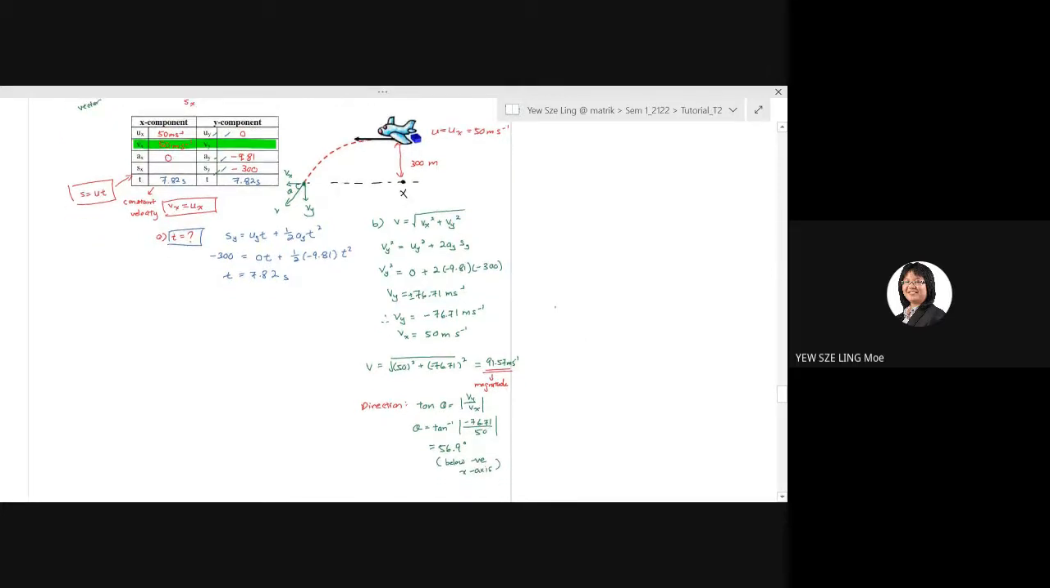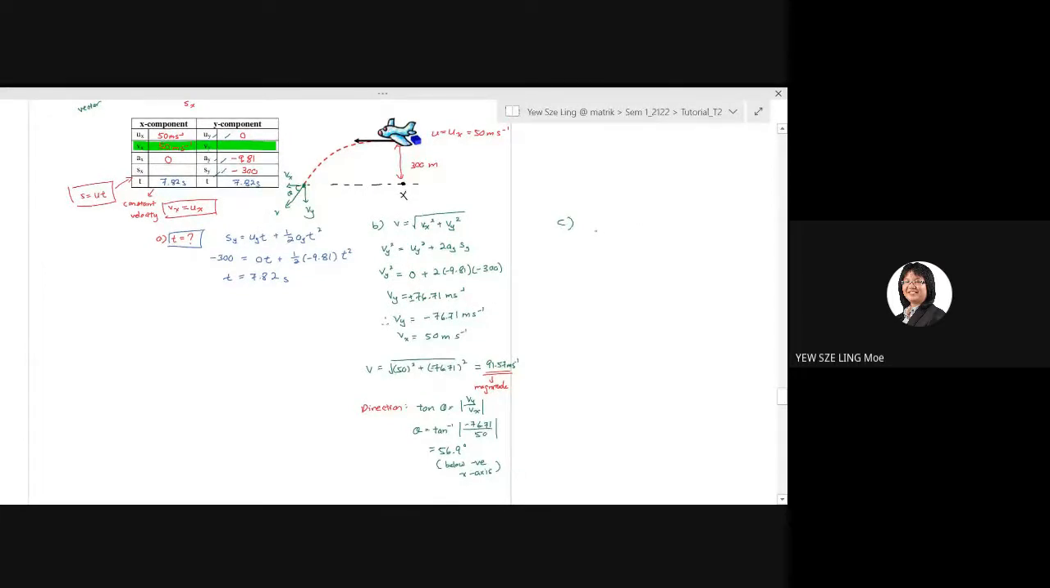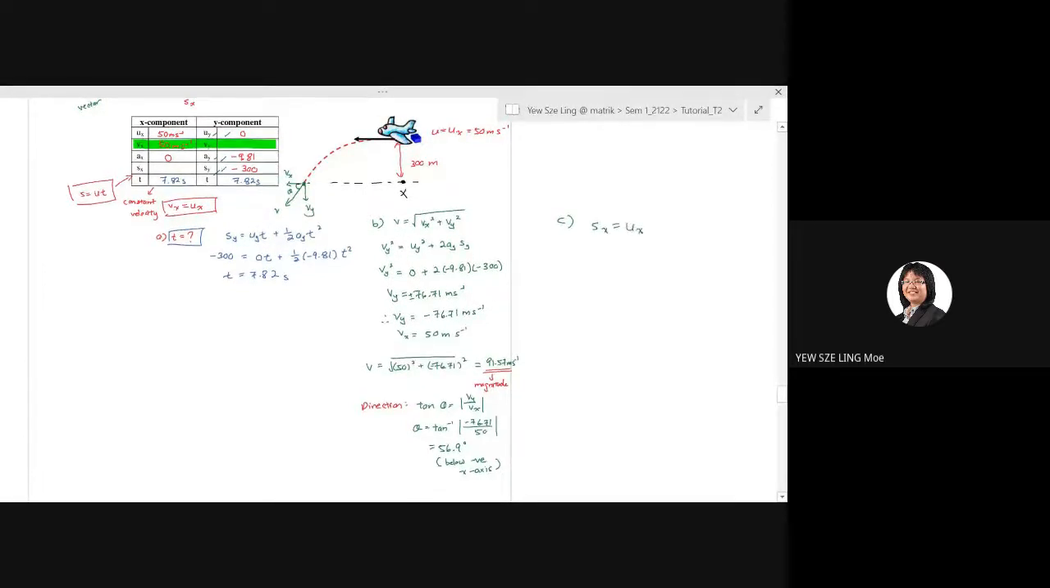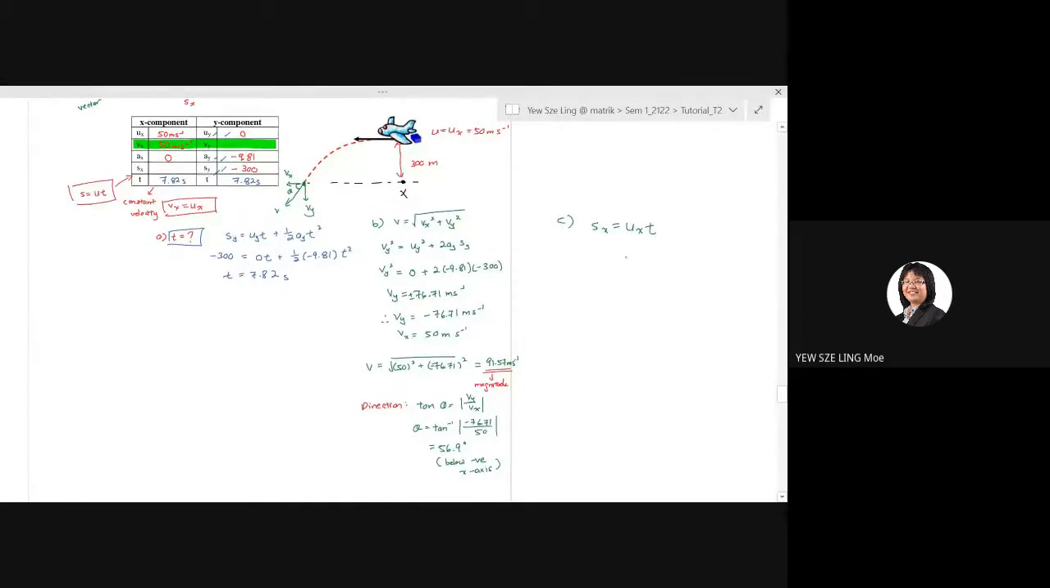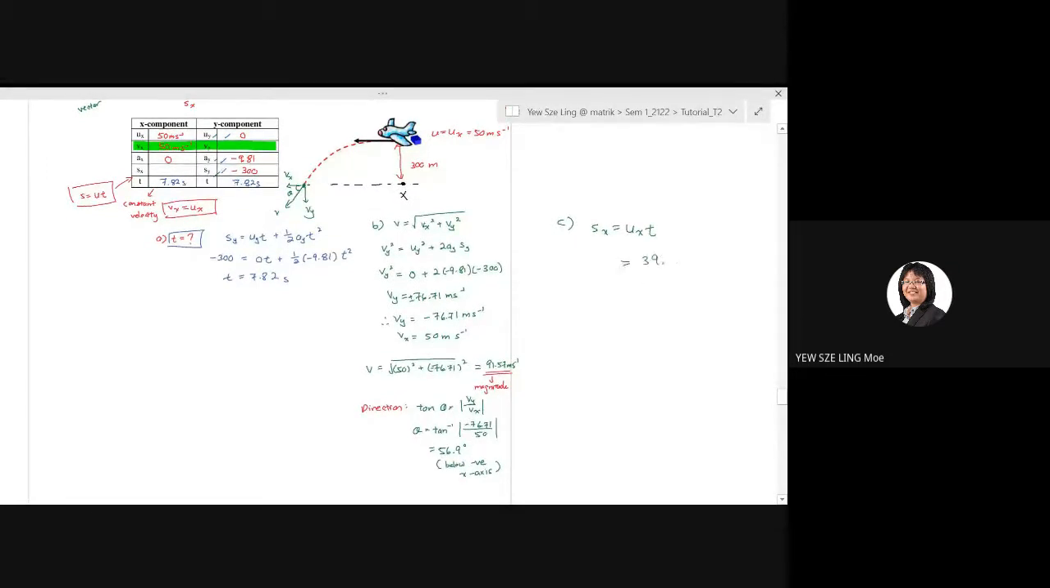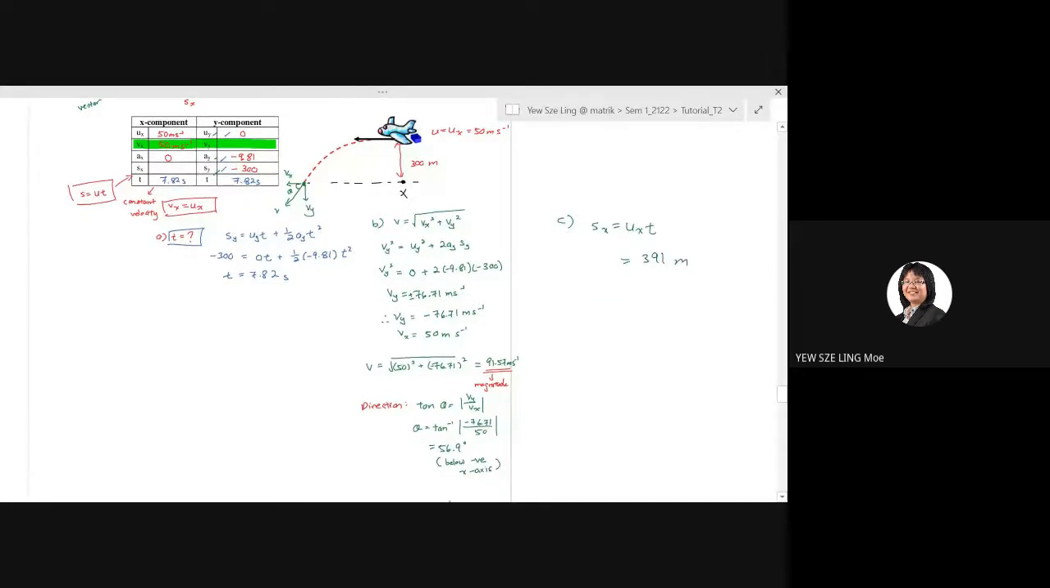Okay. So question C. Question C asks you to calculate Sx. So Sx is very simple now. Now that you have the time, you have Ux. So Sx is straight away equal to Ux times T. Okay, so the answer is 391 meter. That's it. All right, so the answer is 391 meter.